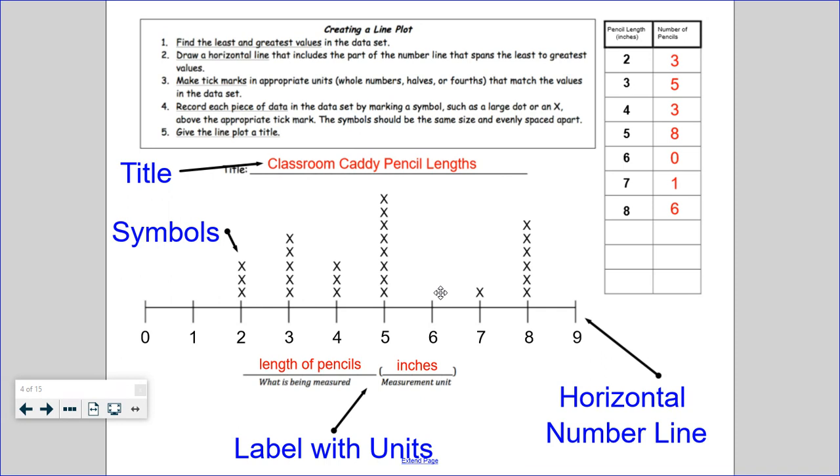So let's look at the parts of a line plot. Just like the other graphs you've learned, pictographs and bar graphs, line plots have a title. So this one says Classroom Caddy Pencil Links. That's the title.